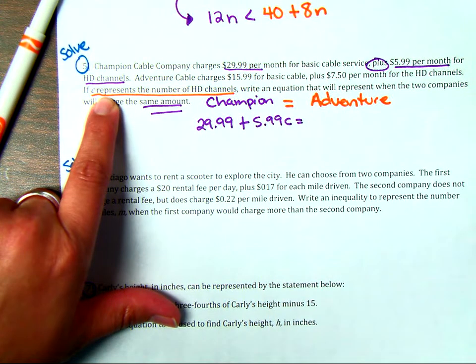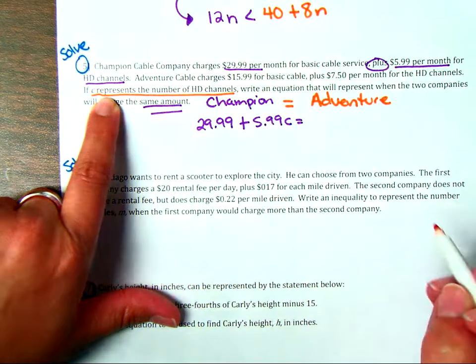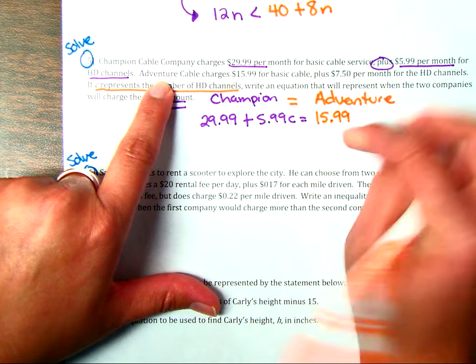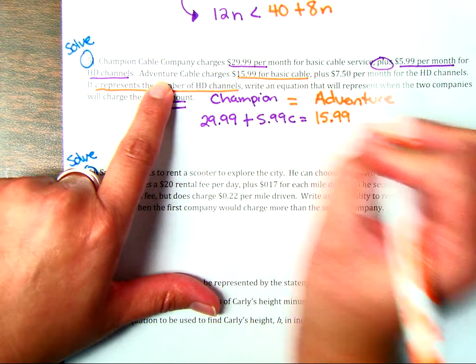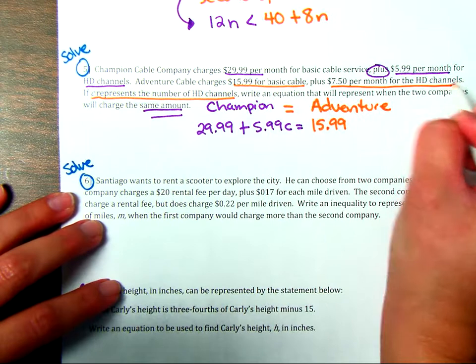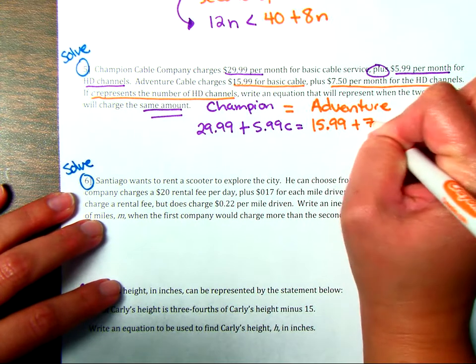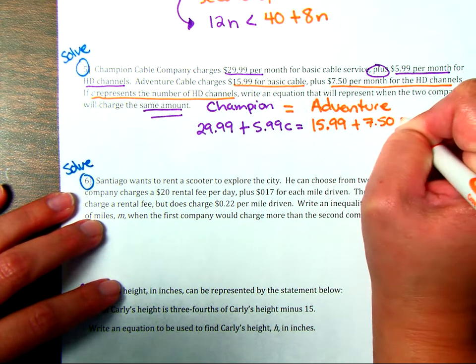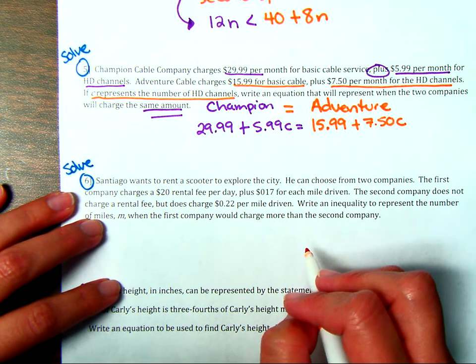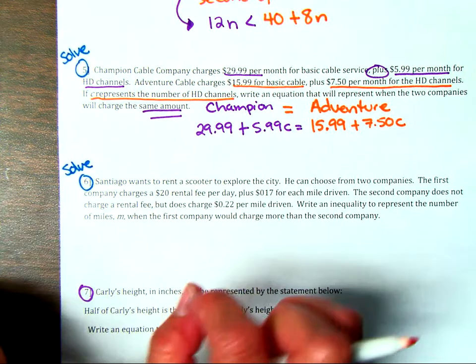For Champion Cable, that's that option. Adventure, you have a little bit less that you're spending on basic cable, but you're paying a little bit more for those HD channels. So it's an additional cost, so that's why we're adding. Okay, so that's your equation right there. That's the first step. But now we are going to solve this one to see when it's the exact same.